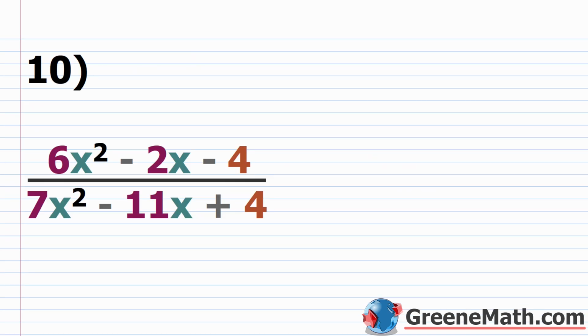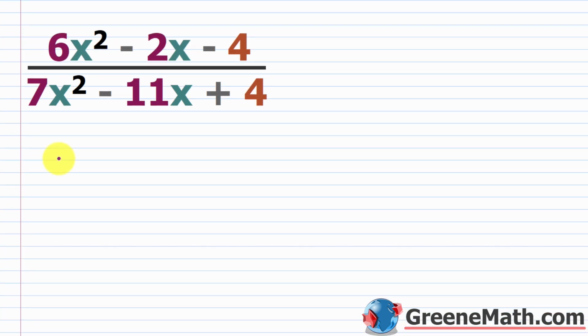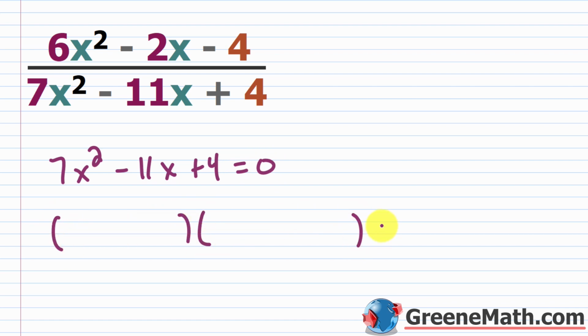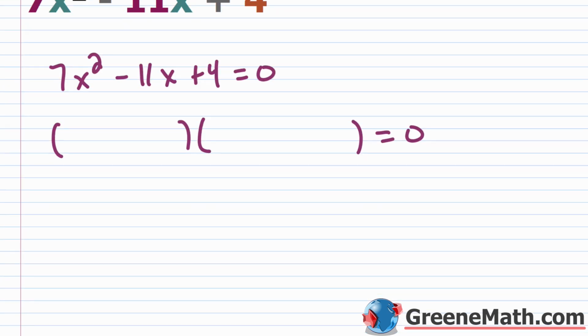Let's take a look at problem number 10. So we have this 6x squared minus 2x minus 4. This is going to be over 7x squared minus 11x plus 4. Let me scroll down a little bit and get a little room going here. So again, I'm just going to take this 7x squared minus 11x plus 4. I'm going to set this equal to 0. On the left side, let me factor this guy. Let me set this up like this. Scroll down a little bit.